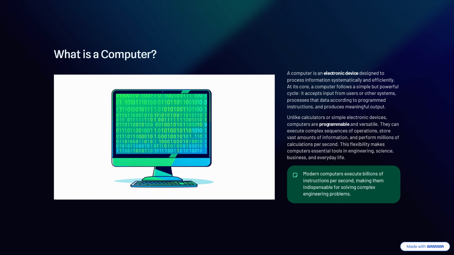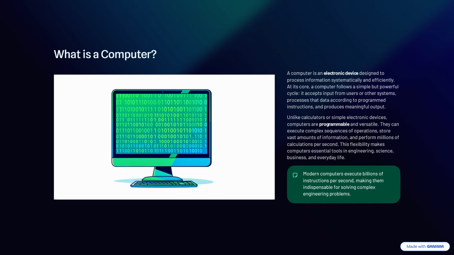So let's talk about what is a computer. Basically, a computer is an electronic device designed to process information systematically and efficiently. At its core, a computer follows a simple but powerful cycle. It accepts input from users or other systems, processes that data according to the programmed instructions, and produces meaningful output. Unlike calculators, or simple electronic devices, computers are programmable and versatile.